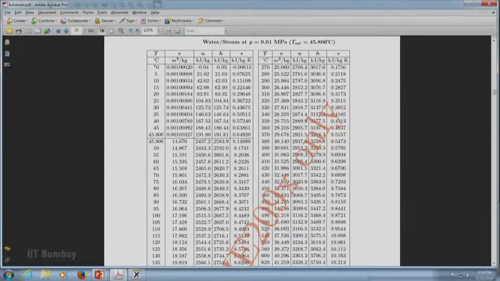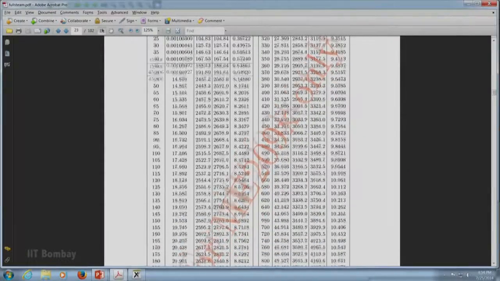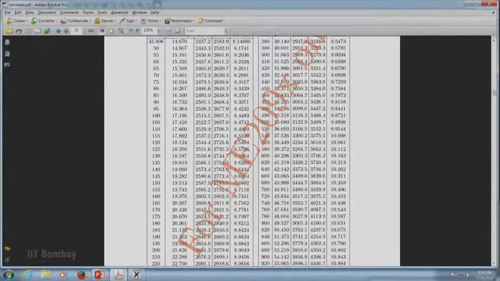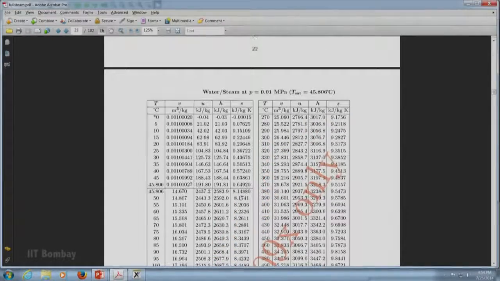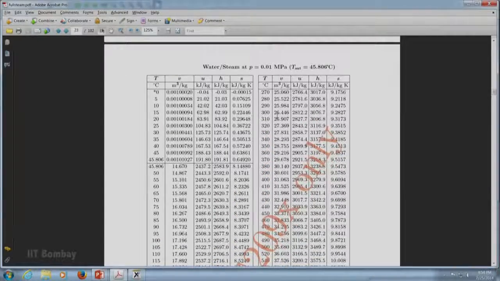So I will go to different pressures now and get the corresponding enthalpy at T equal to 170 degree centigrade. Let us go to 0.01 MPa first in table 3. Here we are at table number 3, P equal to 0.01 MPa, and let us locate T equal to 170 degree centigrade. This is 170 degree centigrade and the corresponding value of enthalpy is 2821. I will just note down the value at 0.01 MPa.